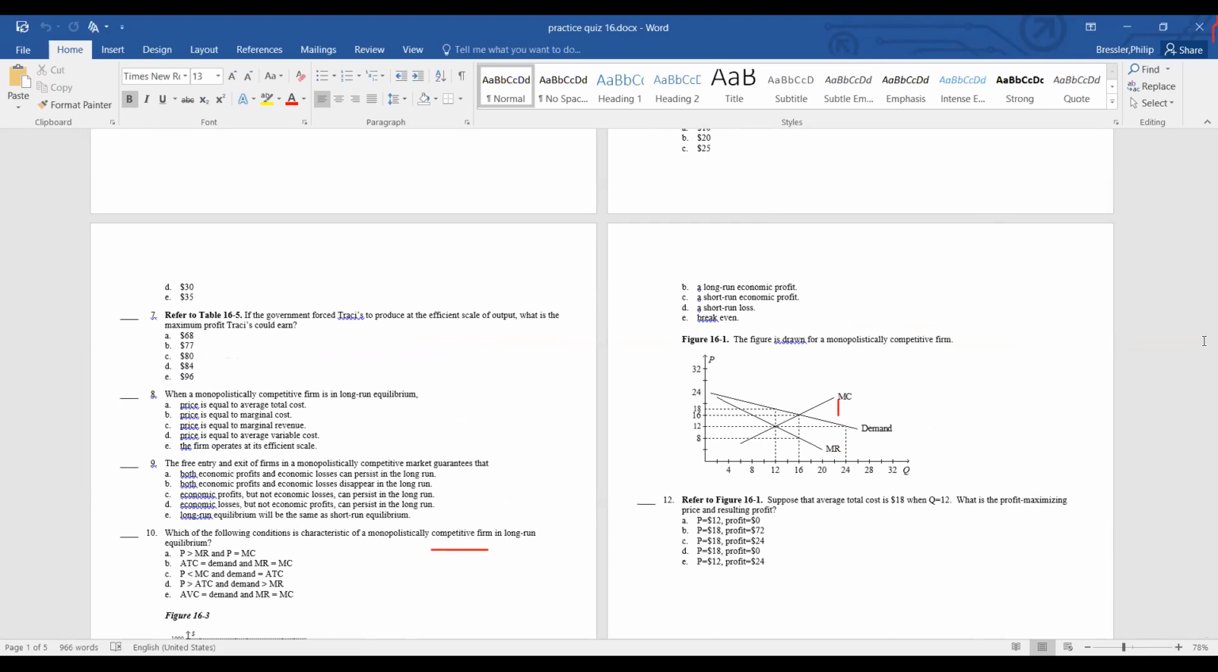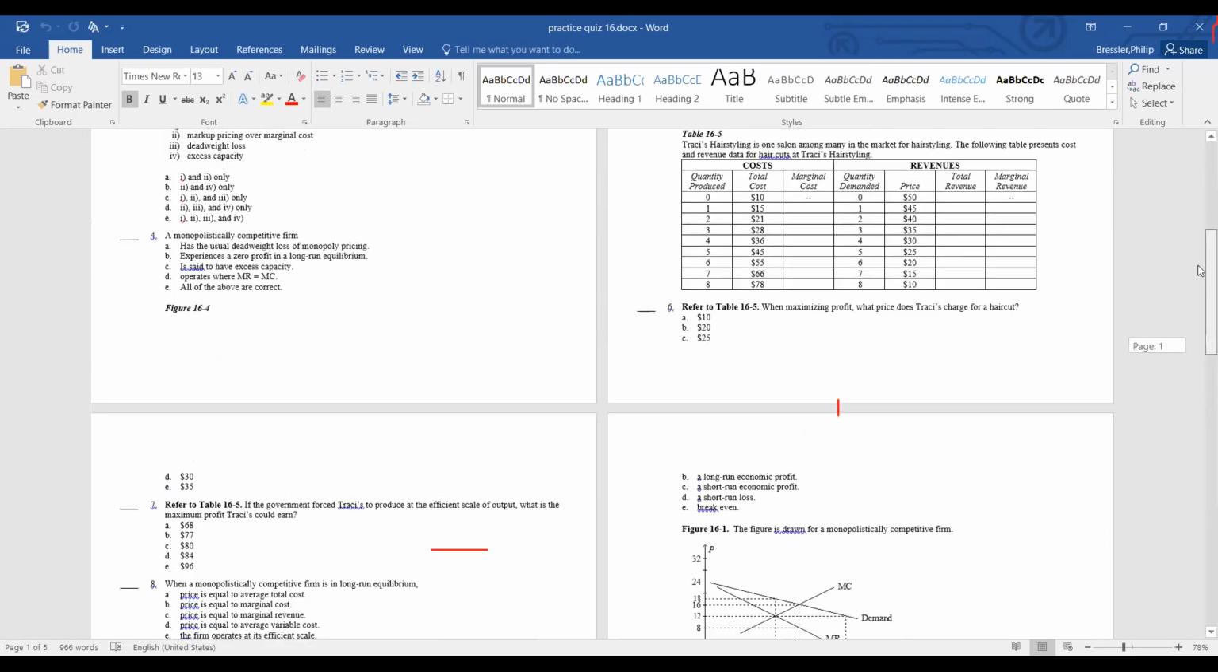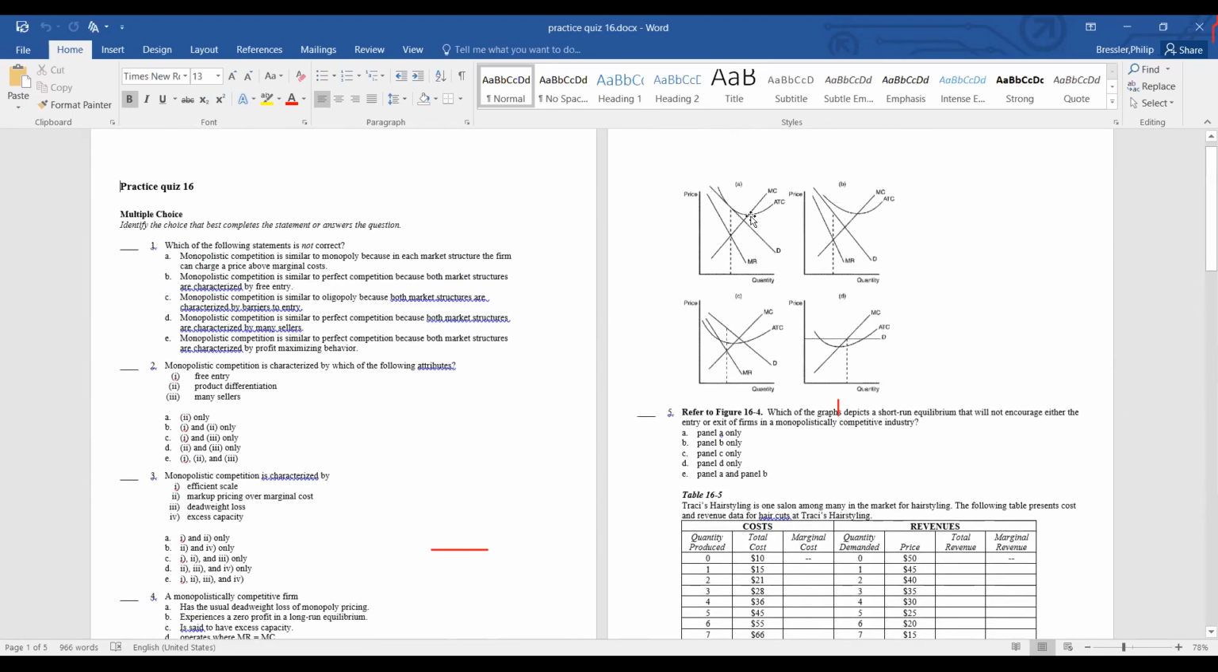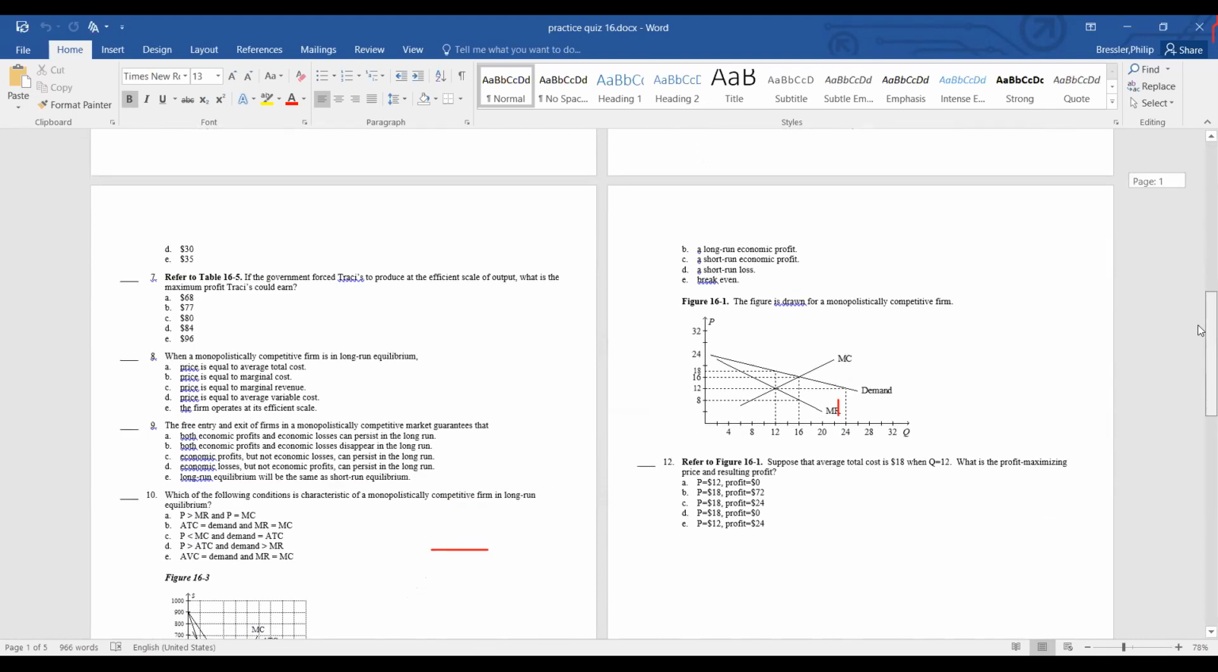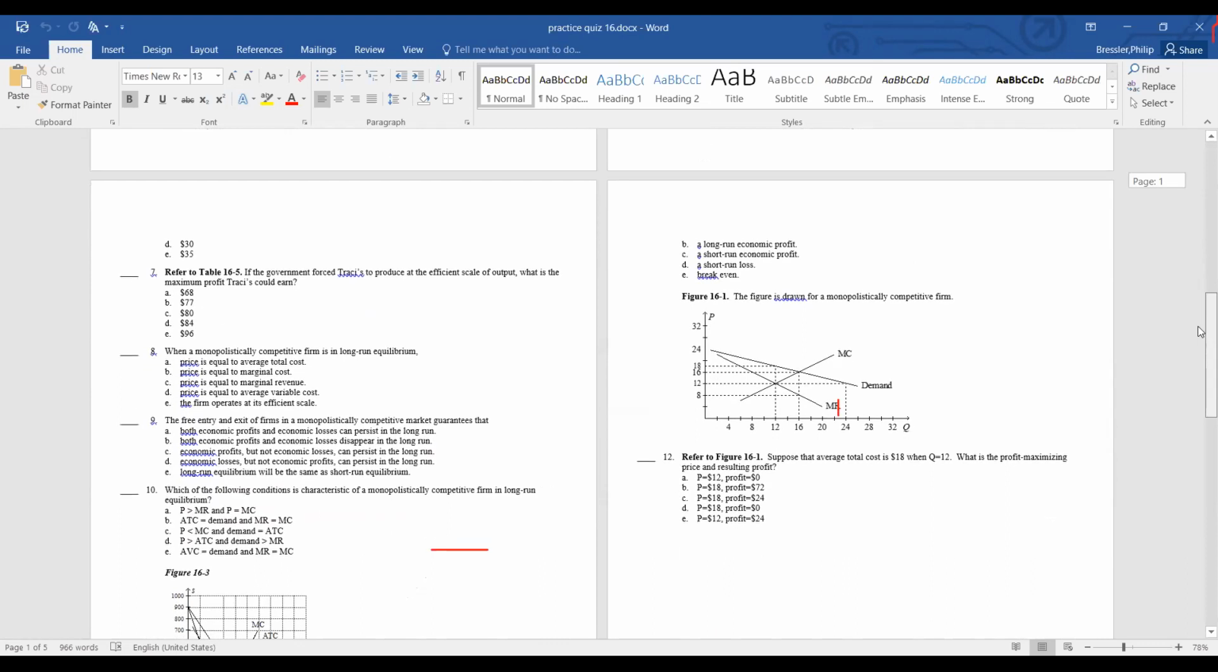ATC equals demand. In the long run, ATC is equal to demand. I'm going to flip up here. If you look at A, Dom, ATC, where MC equals MR at the profit maximizer, ATC does touch demand. So it's equal to demand and MC equals MR. That's why I think it's B there. That's why B is correct. Did that make sense to you, Dom?